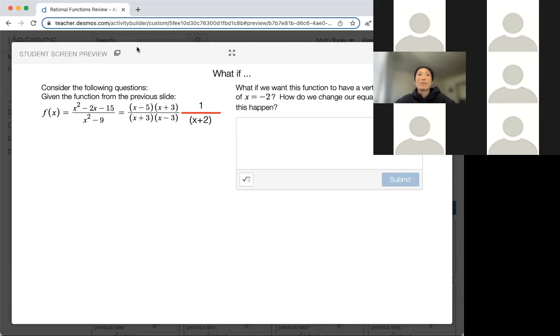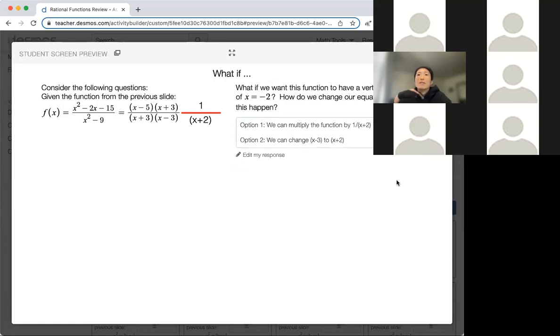And let me go ahead and capture those in here. So option 1, we can multiply the function by 1 over x plus 2. Or option 2, we can change x minus 3 to x plus 2. So either one of those would be absolutely fine.